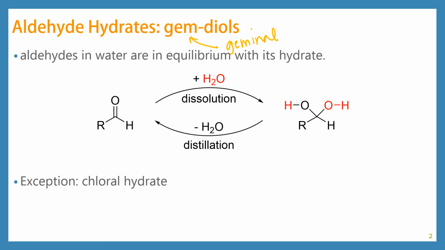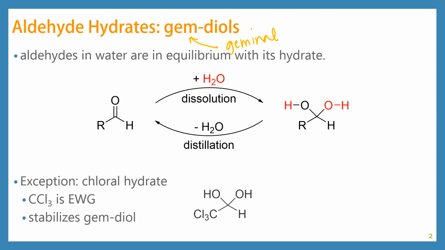So gem diols are not particularly stable. Isolating the diol is actually pretty difficult. The only exception would be something like chloral hydrate, where you have an electron withdrawing group that allows us to stabilize the gem diol by pulling electron density away from the rest of the molecule towards the electron withdrawing group. And this is a trick that we'll see a couple times in this chapter, is adding on an electron withdrawing group can help you stabilize something that would otherwise be unstable.